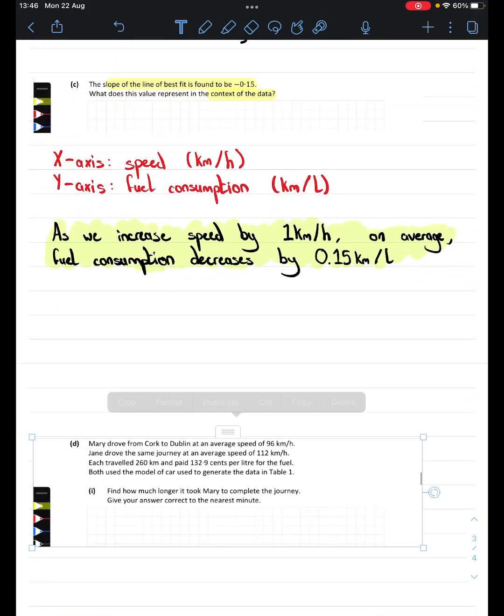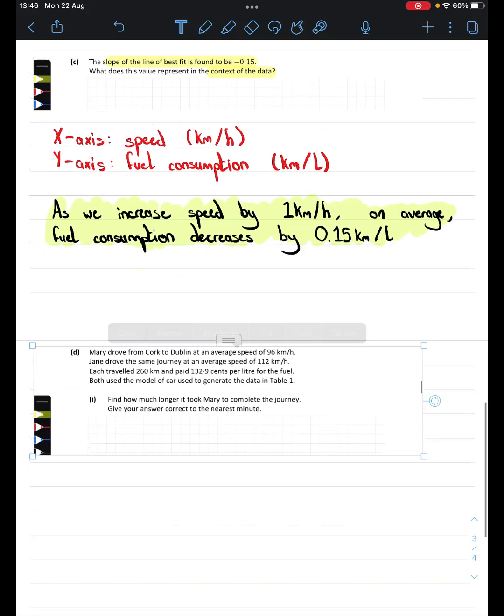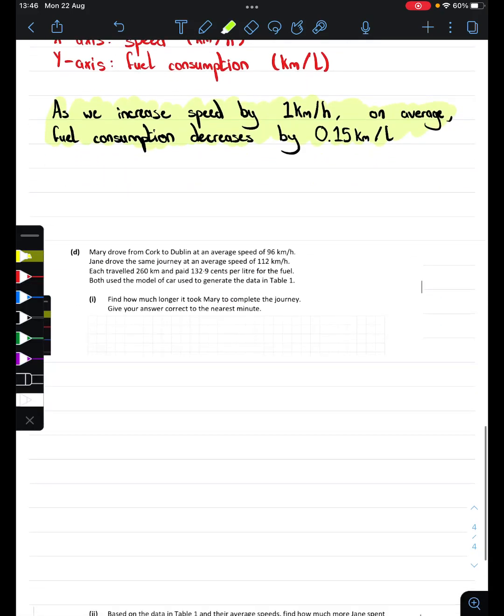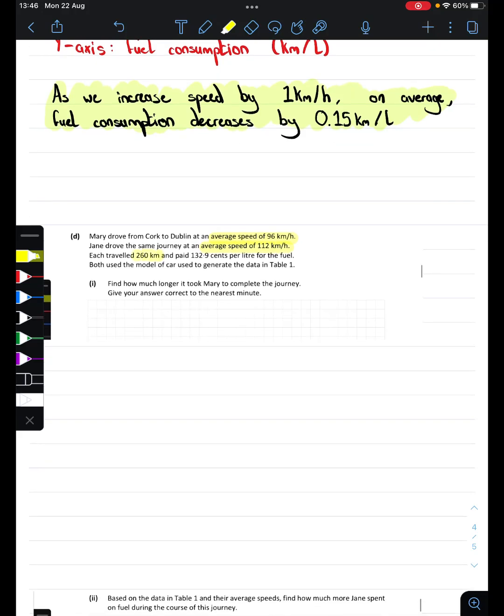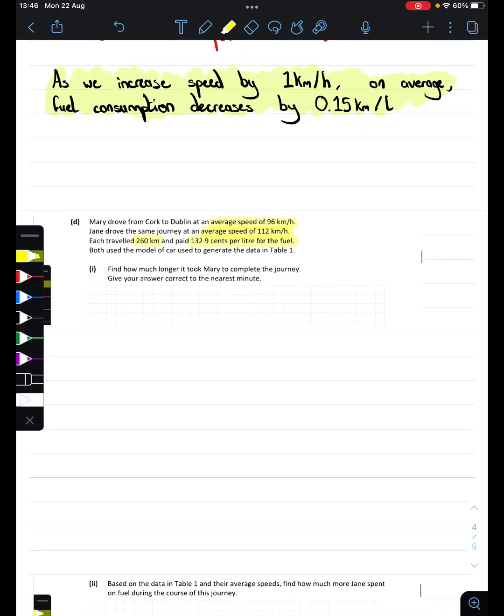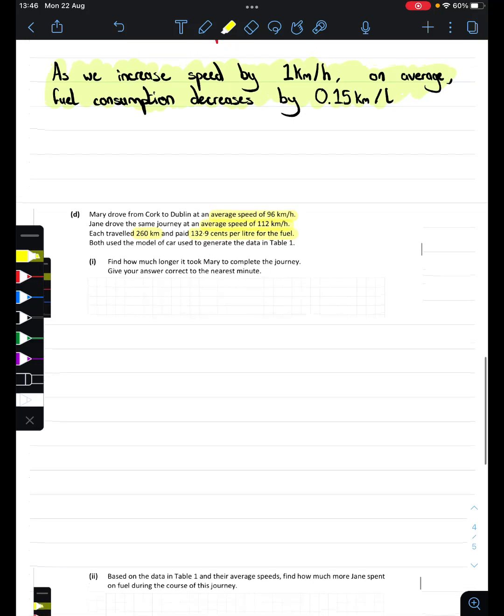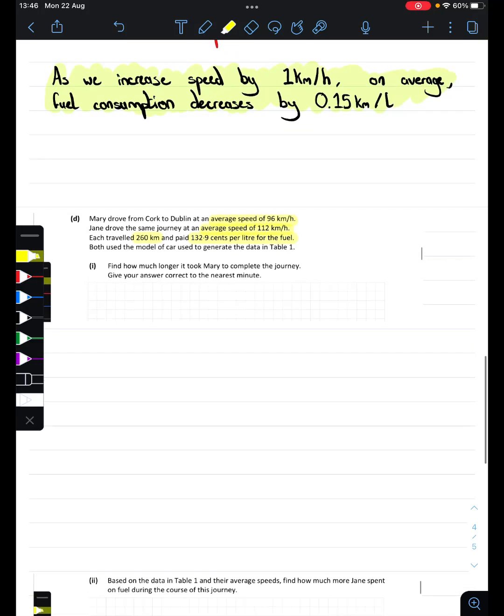Now on to part D. I'll just move it up a bit. Mary drove from Cork to Dublin at an average speed of 96 kilometers per hour. And Jane drove the same journey at an average speed of 112 kilometers per hour. Each traveled 260 kilometers because they made the same journey, and they paid 132.9 cents per liter for the fuel. Both used the model of the car used to generate the data in Table 1, which is helpful, otherwise we wouldn't know anything about it.